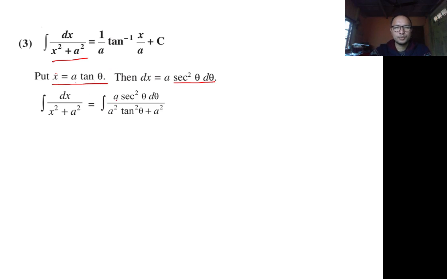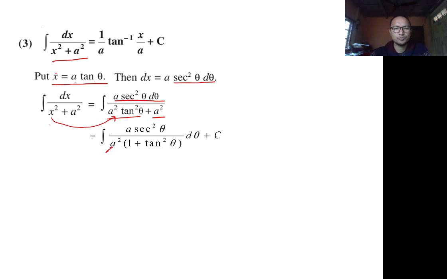dx means a sec square theta d theta, divided by x square, meaning a square tan square theta. I am just putting the value of x here. Now you see, a square is common in the denominator, right? So you are getting this. Now a square sec square theta, why? Because 1 plus tan square theta is nothing but sec square theta.